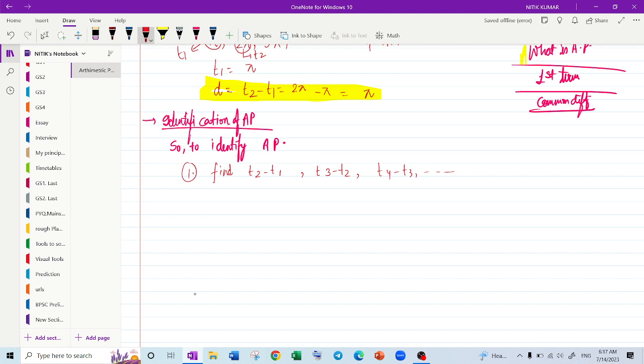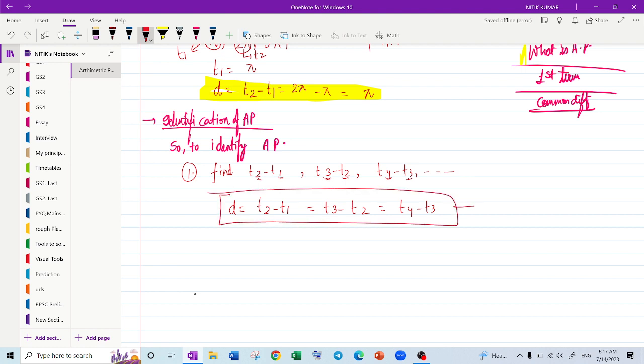See, here this is 2, here this is 1, here this is 3, here this is 2, and here this is 4, here this is 3. These are called common differences. So D is nothing but the common difference. T2 minus T1 is equal to T3 minus T2, which is equal to T4 minus T3. If all the differences become equal, then it is an AP. If you are finding the difference of successive terms and this difference is equal for every continuous pair, then this will be an AP.